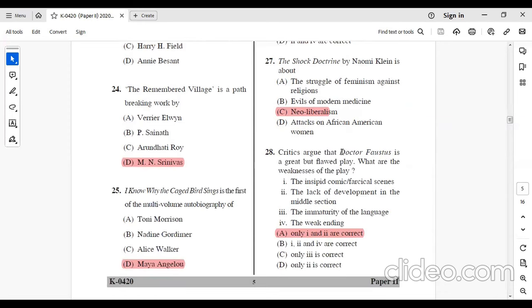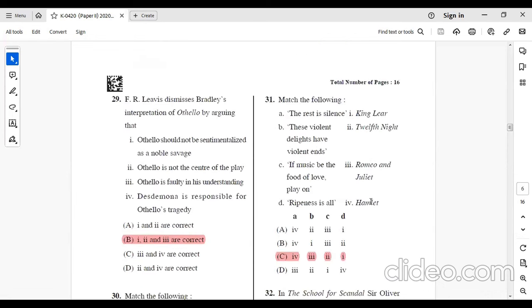Critics argue that Dr. Faustus is a great but flawed play. What are the weaknesses in the play? So there are two answers. The insipid comic or farcical scenes. And secondly, the lack of development in the middle section. So these are the two weaknesses in Dr. Faustus.